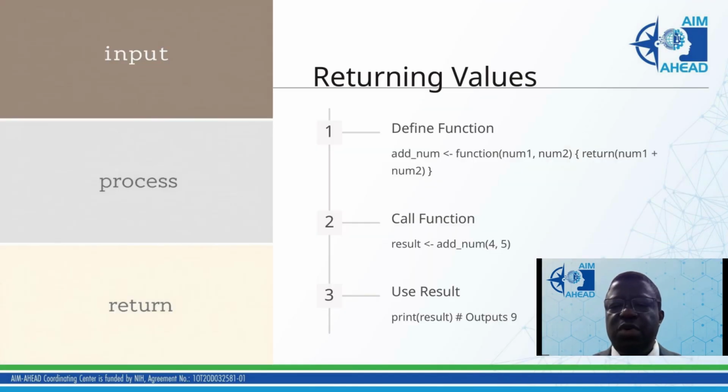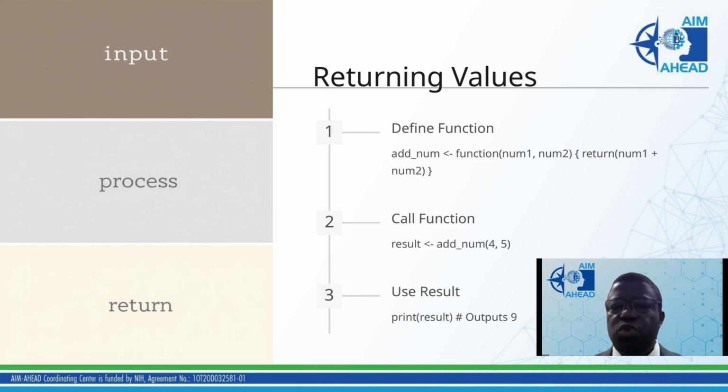Let's dive into how we can create a function that adds two numbers together. First, we define our function using the following syntax. add_numbers <- function(num1, num2) { return(num1 + num2) }. In this function, add_numbers, we take two parameters, num1 and num2, and utilize the return statement to send back their sum.